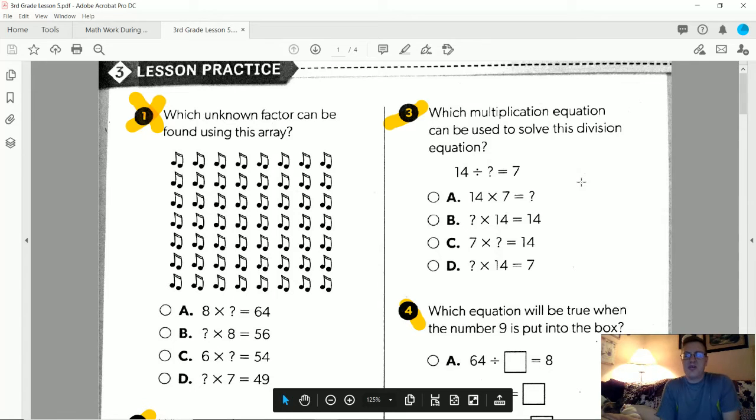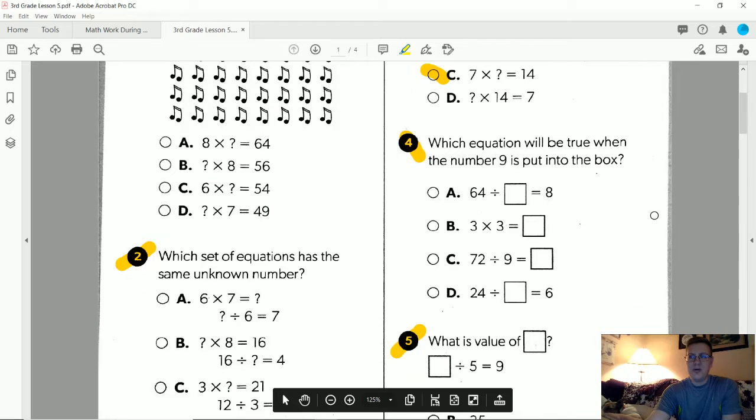So let's start with number 3. Which multiplication equation can be used to solve this division equation? So if I'm working with 7 as one of my factors, I don't know what the other factor is, my answer is going to be 14. That would most closely match with letter C.